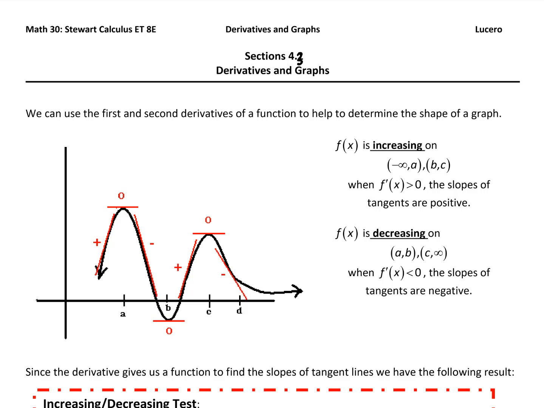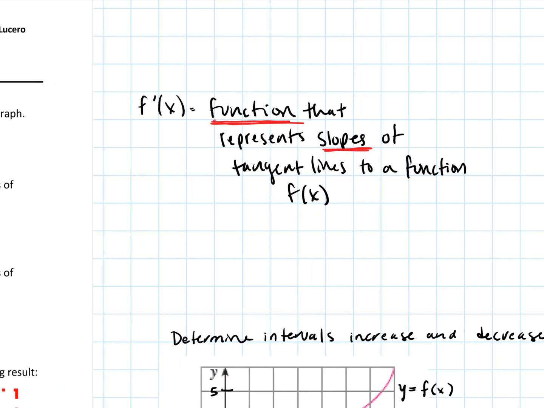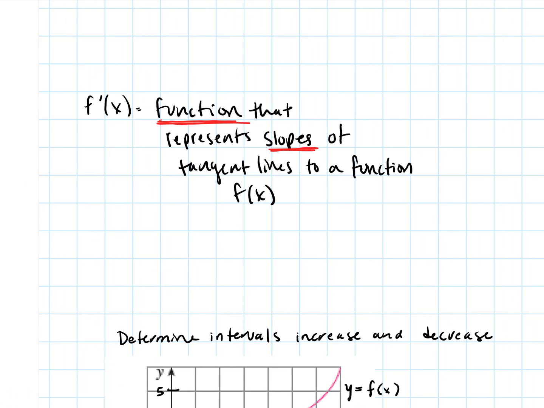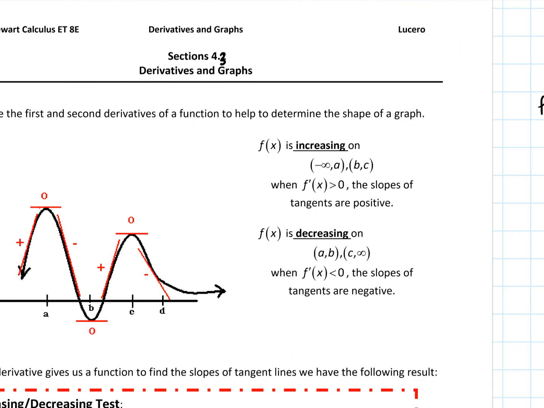For the next several sections, we are going to explore what the derivative tells us about a function graphically. So if we remember what a derivative is, it is a function that represents slopes of tangent lines to the original function. That's what f prime of x represents. So it's important that I underline these things here. It's important that we remember that it is itself a function, so we can do things with that function, and that that function represents slopes of tangent lines to the original function.